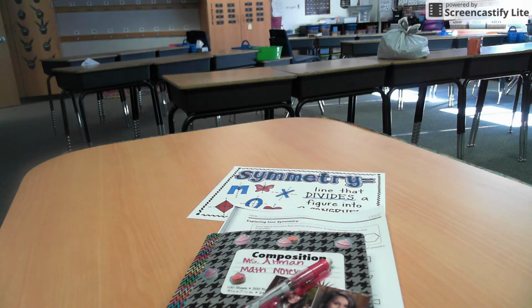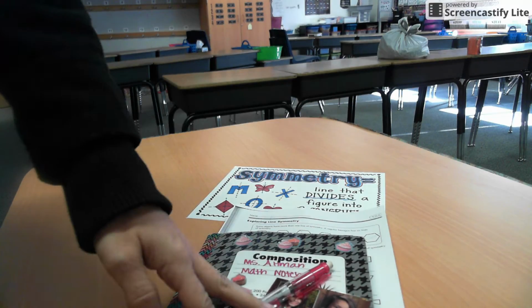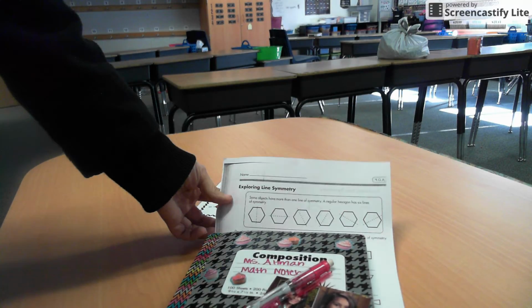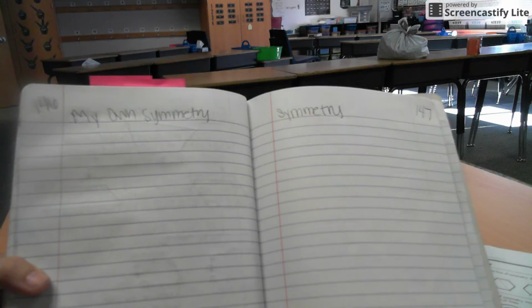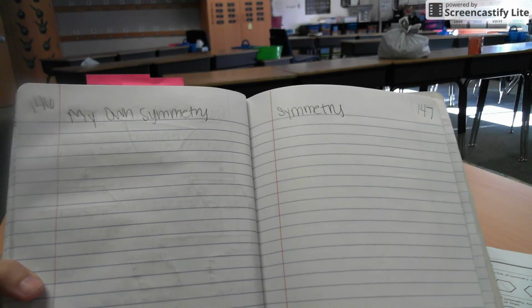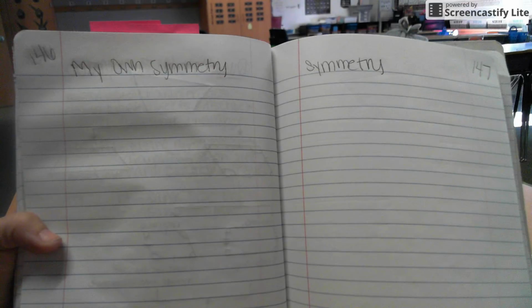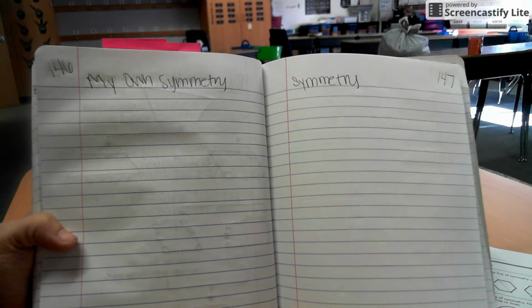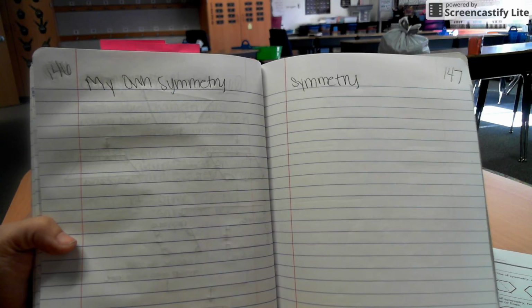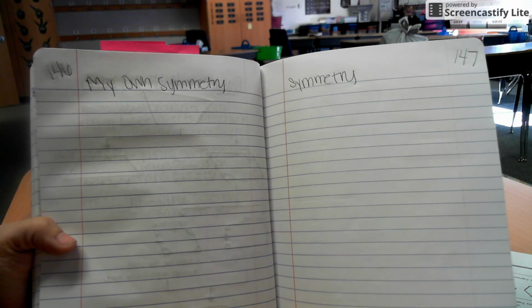All right, friends, for tonight's video, you need your math notebook, your pencil, and the sheet that I gave you that should be in your red folder. So go ahead and get that stuff real quick. All right, open up to the next two clean sheets, which should be 146, 147. We're going to title 146 My Own Symmetry and 147 Symmetry. So go ahead and pause and do that real quick.